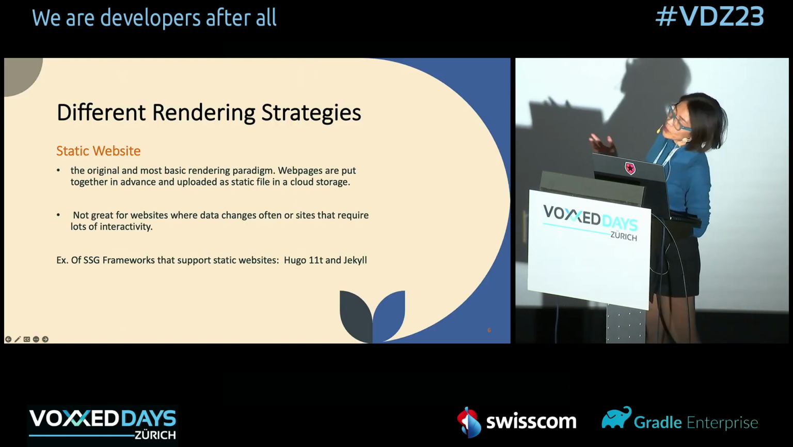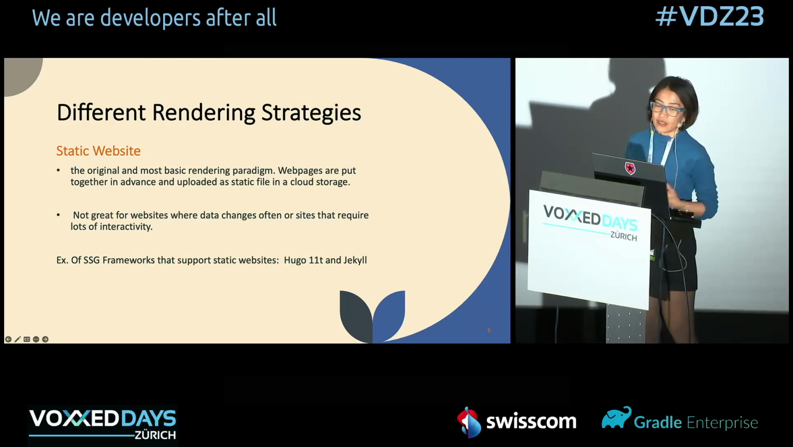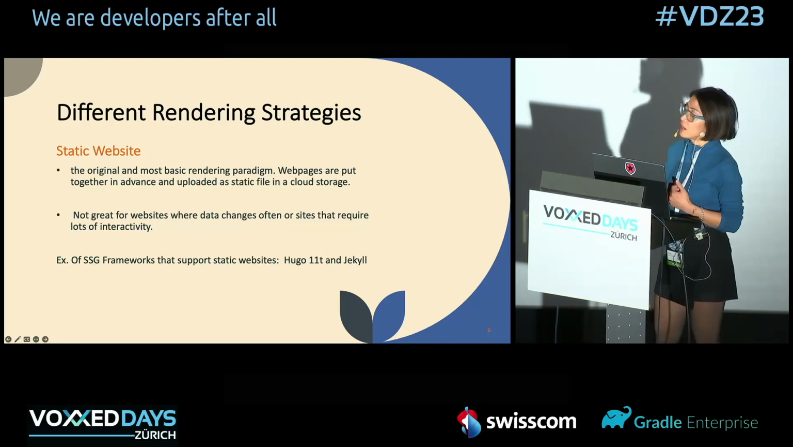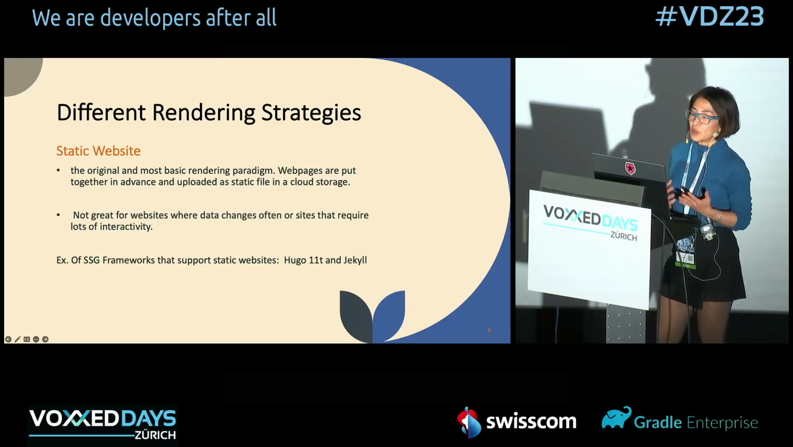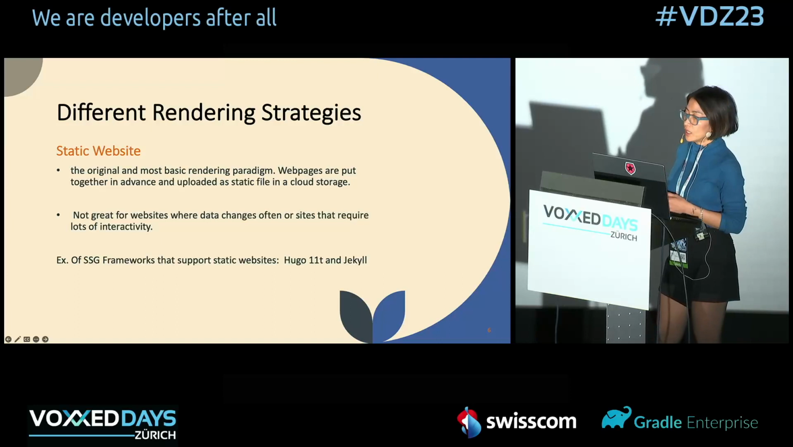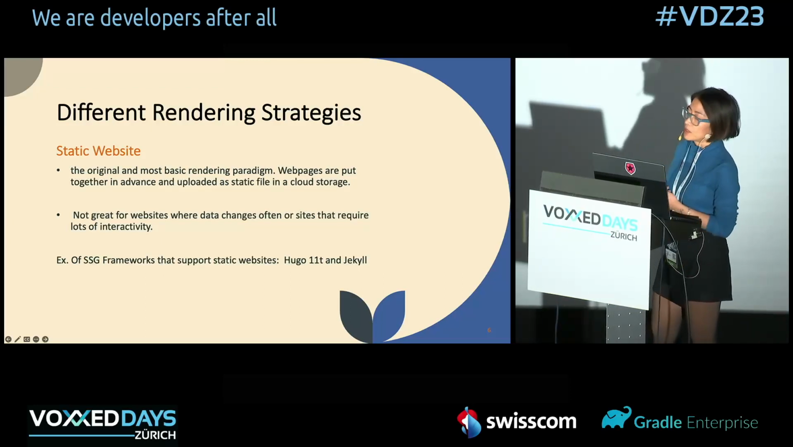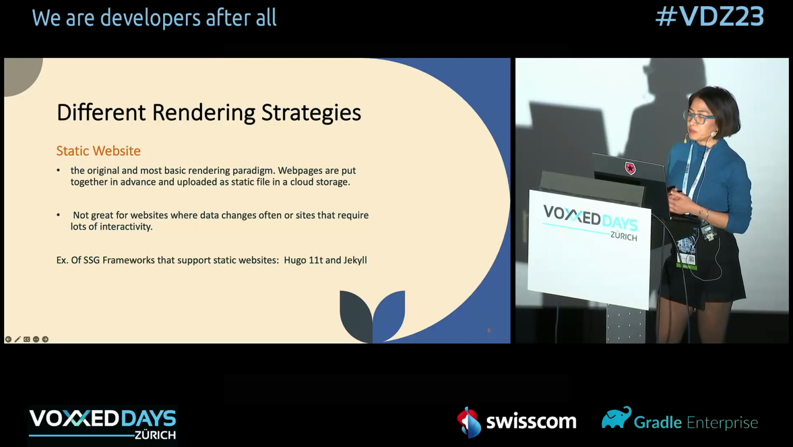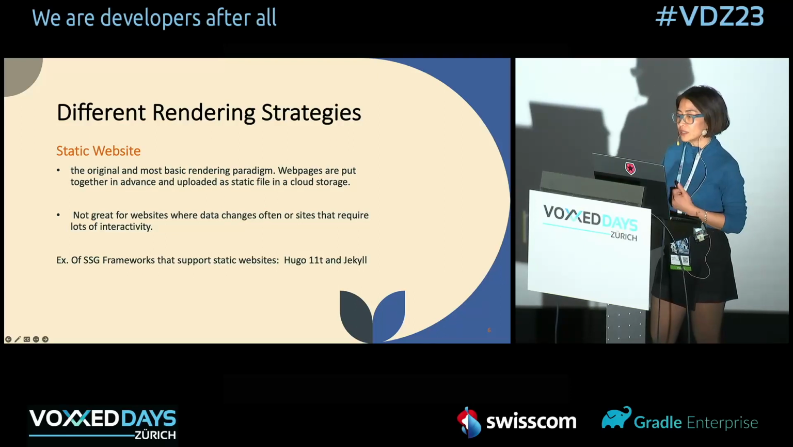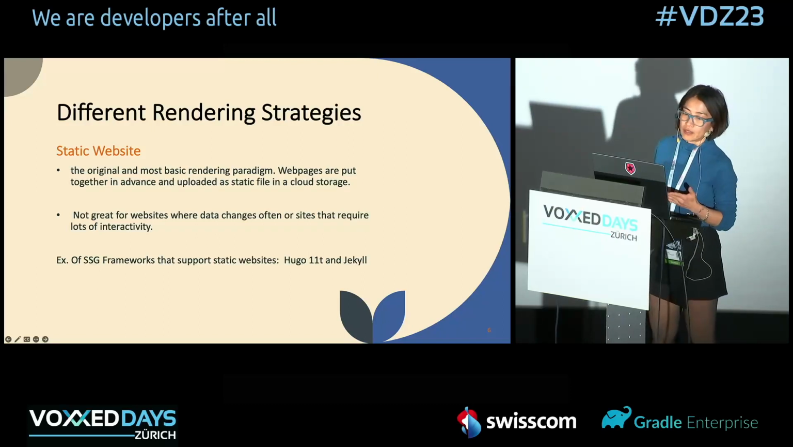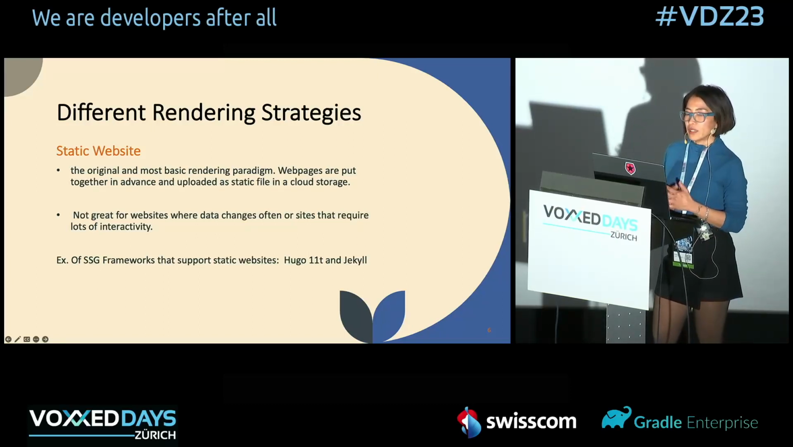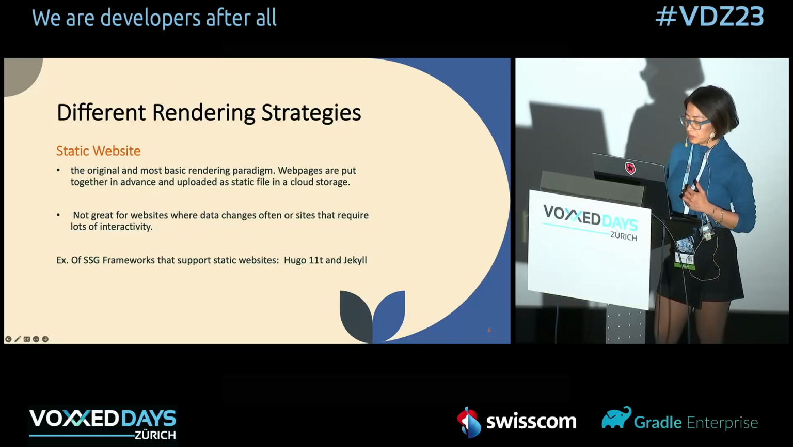First, we have the static website. I would say this is the original and most basic rendering paradigm. Basically, web pages are put together in advance and uploaded as static files in the cloud, and then you point a domain to them. It's not great for websites where data changes often or sites that require a lot of interactivity. But most of these websites are supported by tools like Hugo, 11ty, and Jekyll.